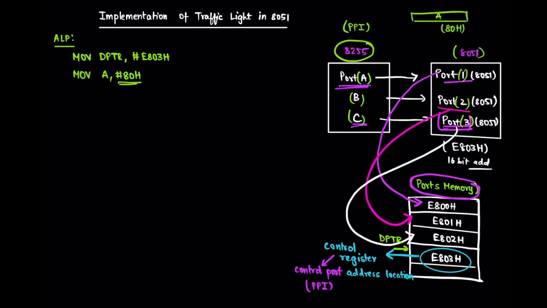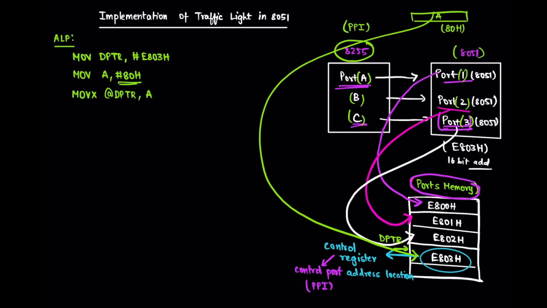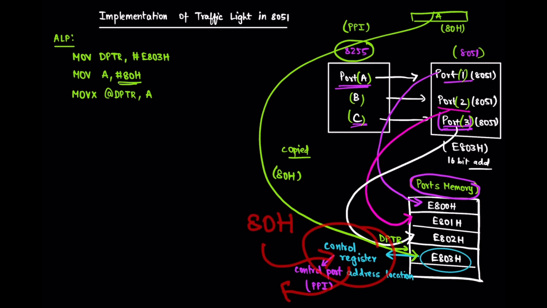So for that I have to write MOVX because I am accessing external memory, and I am going to write @DPTR, A. So from A I am going to get the value to DPTR. The value is 80H. 80H gets copied. So now in this location E803H I have a value of 80H. Remember, this 80H is going to correspond to the control register. I told you, right? 80H is a control signal, and that control signal is going to be given to the control register. So this control register is responsible for turning on and turning off of LEDs based on the mode of operation.